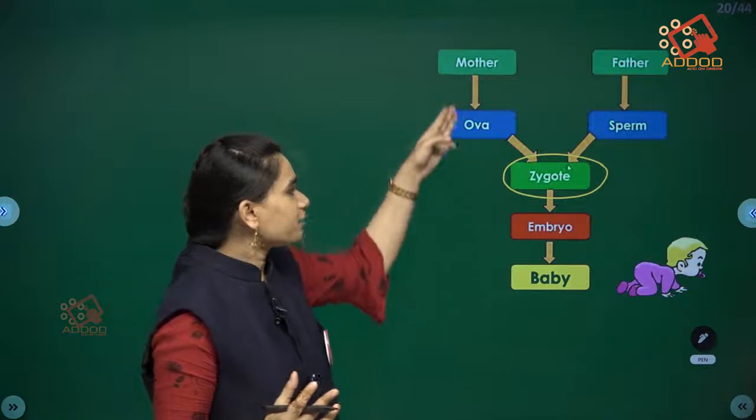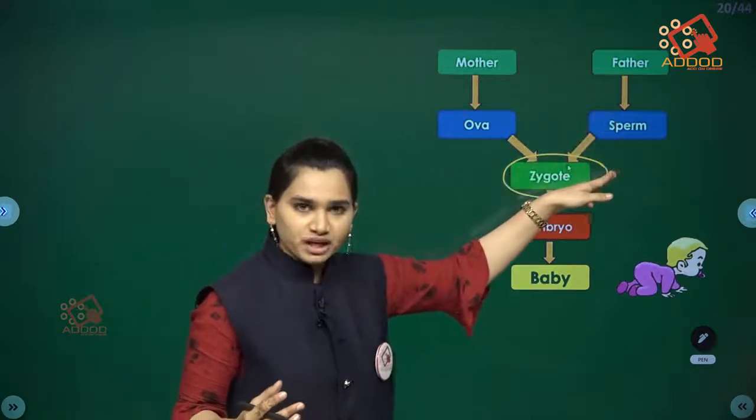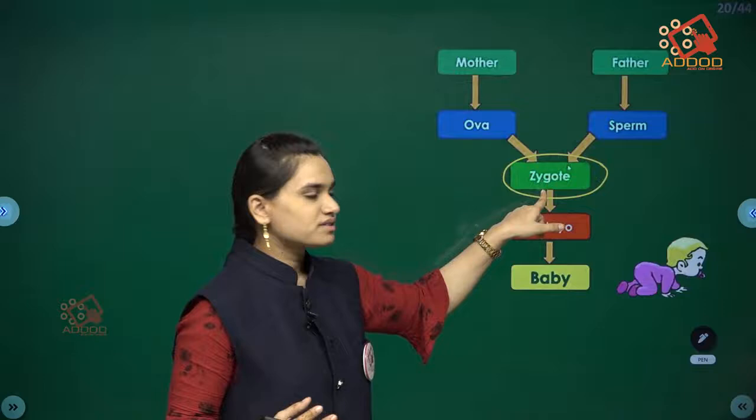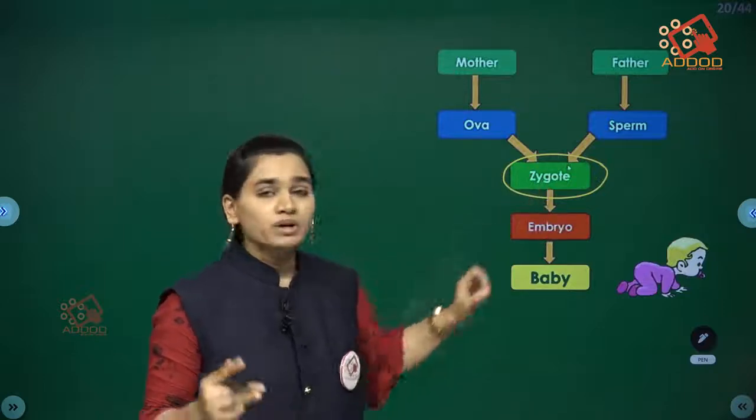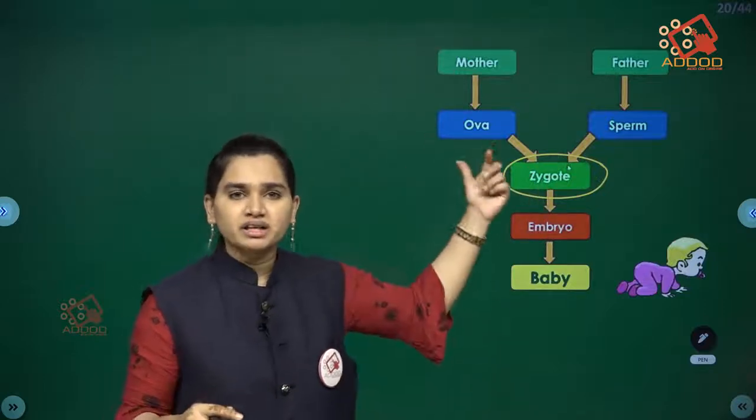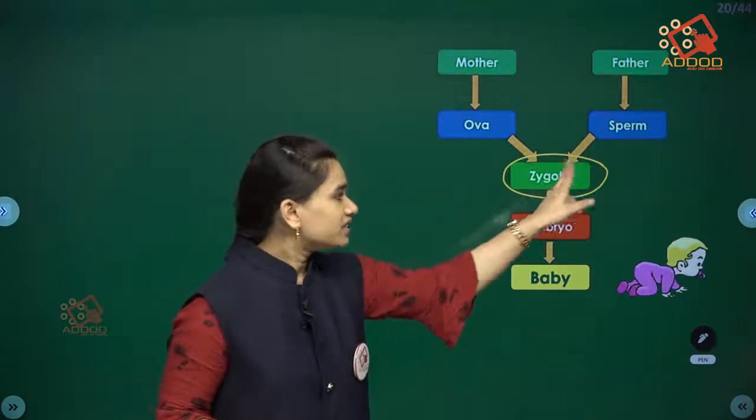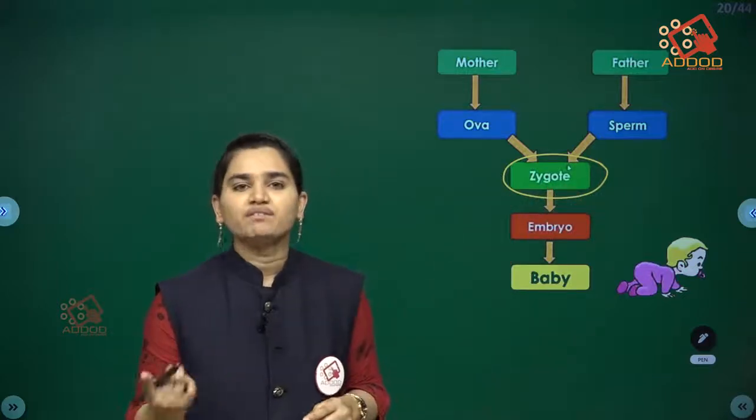So, characters from the mother and characters from the father will be transferred to this zygote. Hence, this zygote will have characters of both mother and father. So, during this point, there are chances of variations.